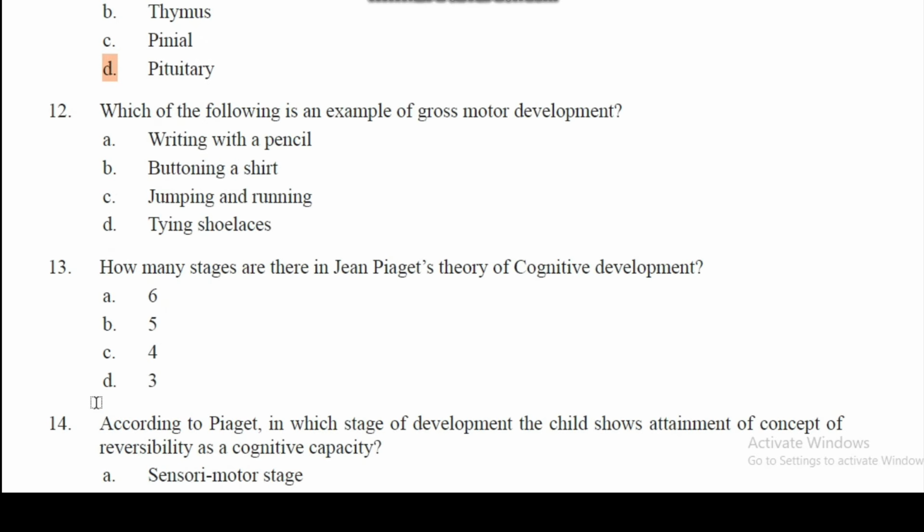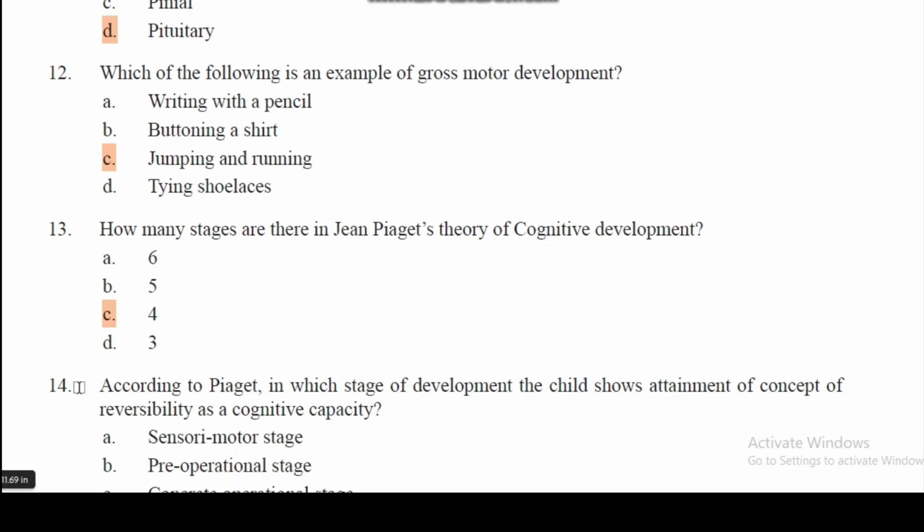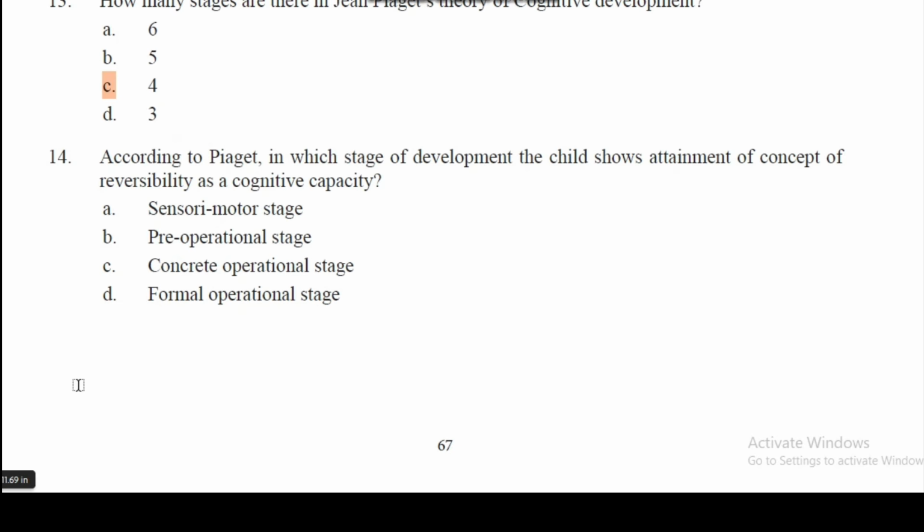12. Which of the following is an example of gross motor development? Answer C. Jumping and running. 13. How many stages are there in Jean Piaget's theory of cognitive development? Answer C. 4. 14. According to Piaget, in which stage of development does the child show attainment of the concept of reversibility as a cognitive capacity? Answer C. Concrete operational stage.